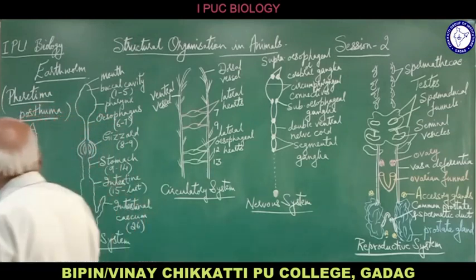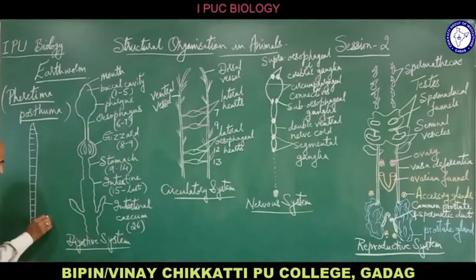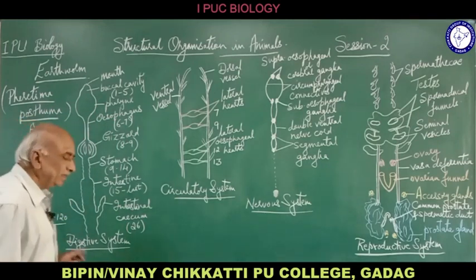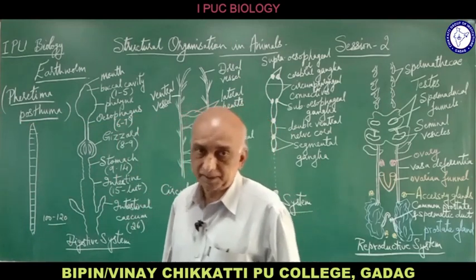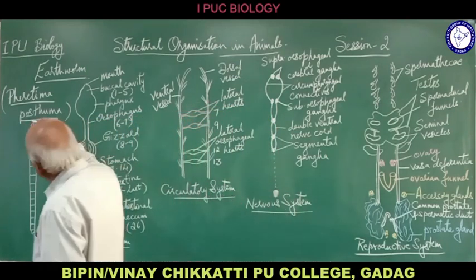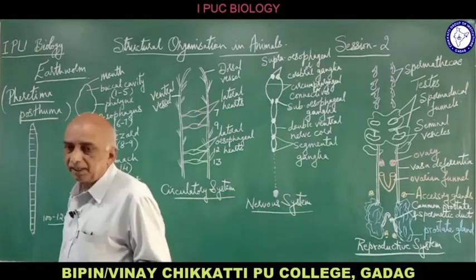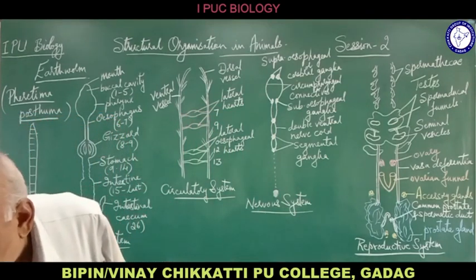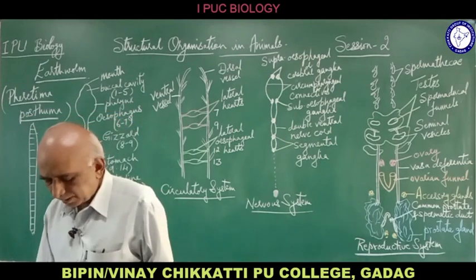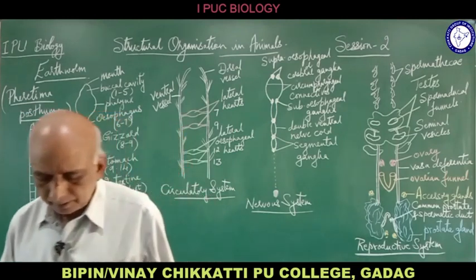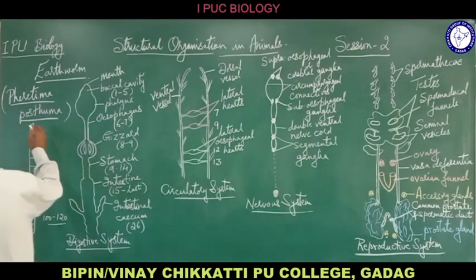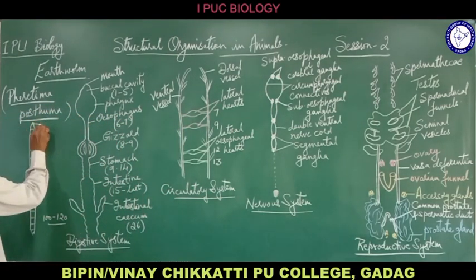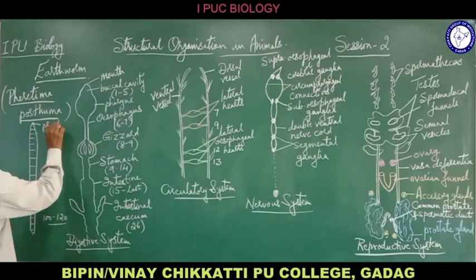In the Pheretima posthuma there are about 100 to 120 segments in the body. And the first segment, which has the mouth, is called the prostomium. So this prostomium is a small wedge-like structure. This is called the prostomium.